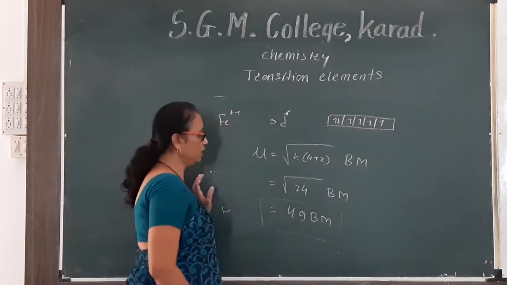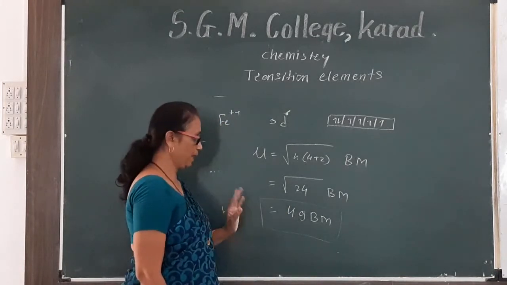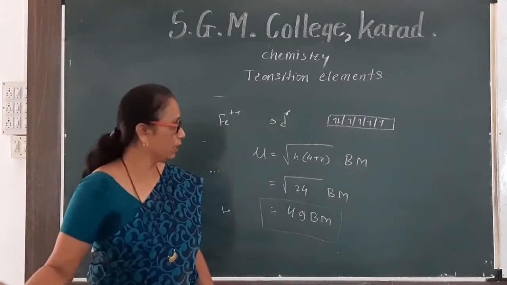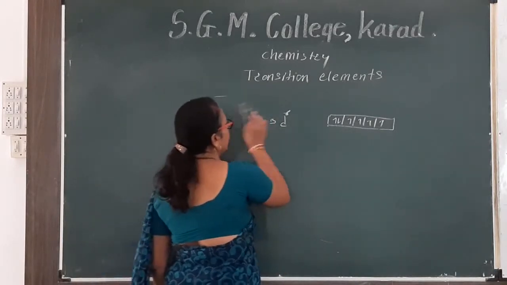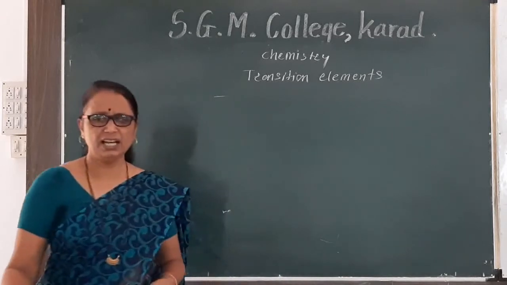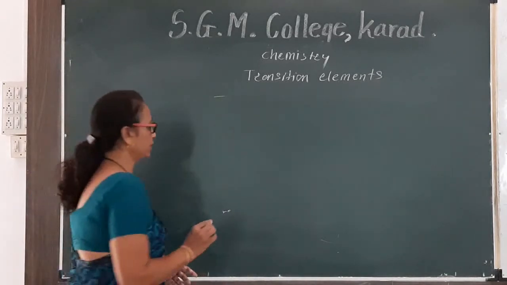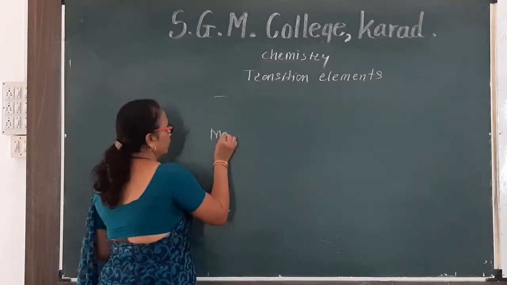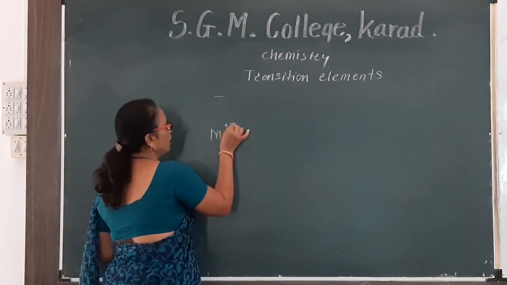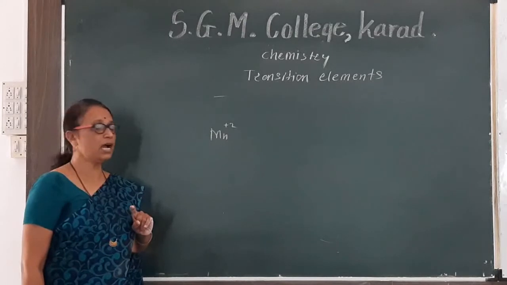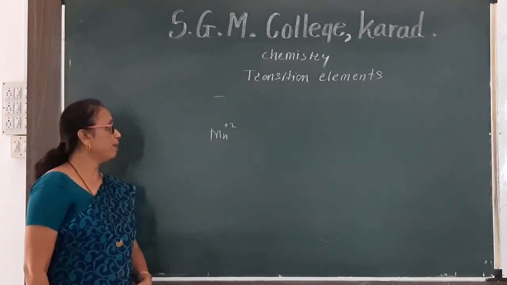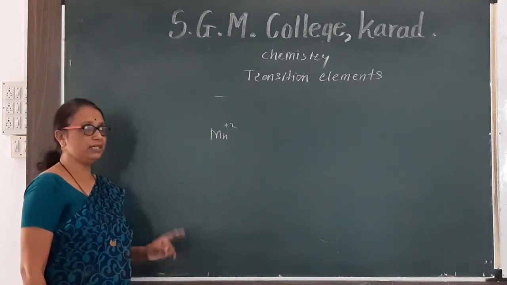Which should be near about 5. This is the trick for the remainder. If we take another example for that, consider the Mn2 plus. Calculate the magnetic moment of dipositive ion of the manganese of atomic number 25.